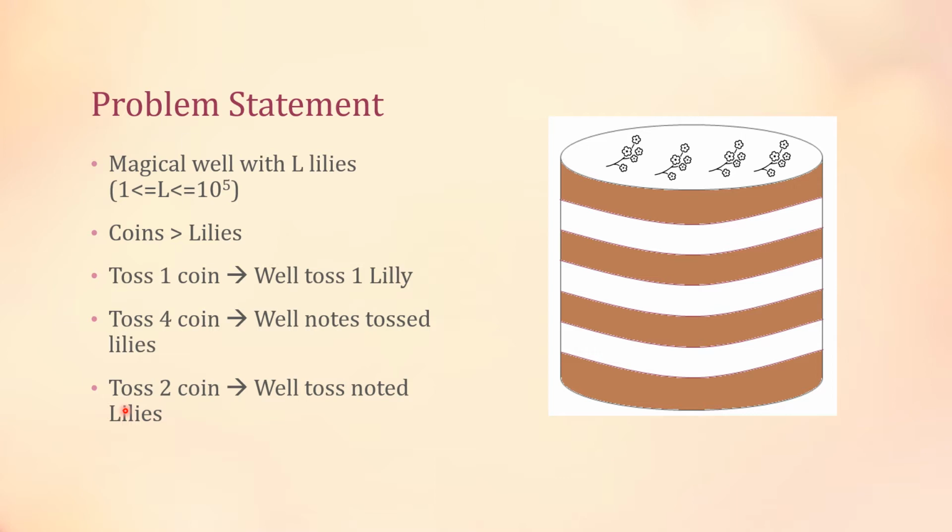If you toss two coins, the well tosses you back the number of noted lilies. It doesn't mean that if you toss one coin five times, then suddenly if you toss two coins, it will toss you back. If it doesn't store anything, then it won't toss you back. Remember that. First you have to note the number of lilies, so this will come in order 4 and 2. Now let us try to understand the logic. That time you will understand these three statements very clearly.